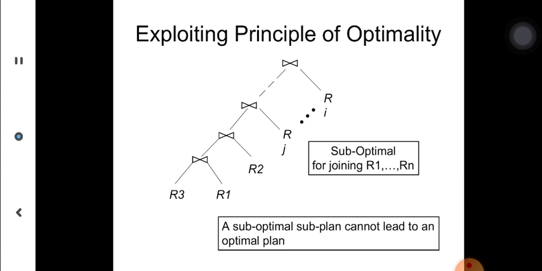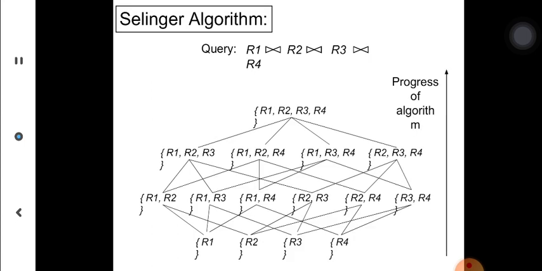So for the suboptimal join, again you can see here from R1 up to this, a suboptimal subplan cannot lead to an optimal plan. So the Selinger algorithm is ultimately helping you develop an optimal plan. The progress of the algorithm happens from R1 up to different relations, through permutations and combinations of these join operations.